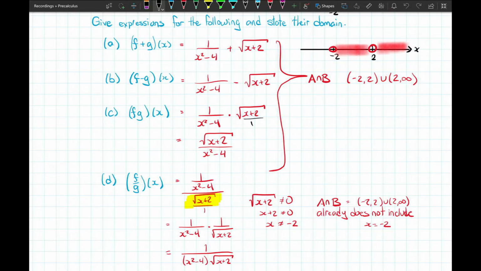A intersection B, the -2 to +2 endpoints there are not included. So this means that the domain of f over g of x is also just the same intervals, -2 to 2 and 2 to infinity.